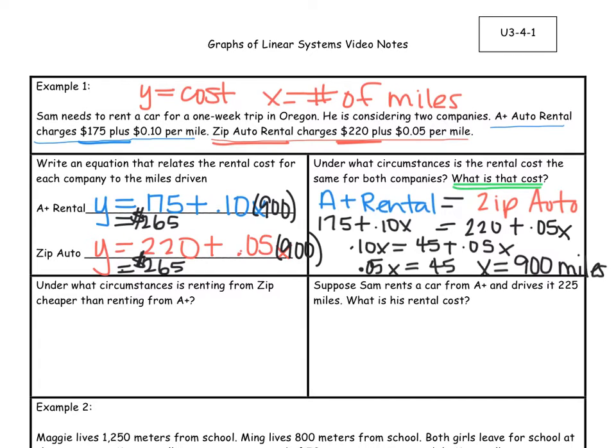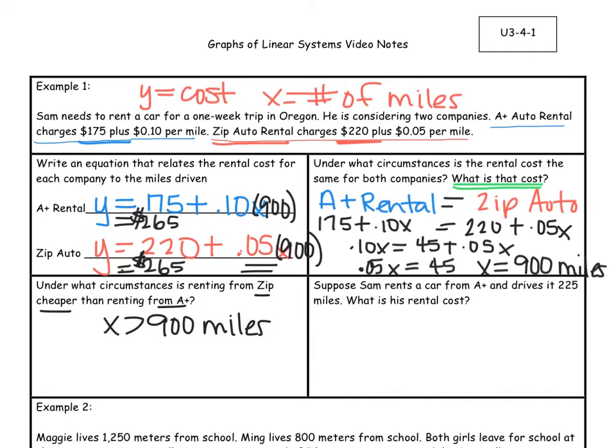So the third part, part B, under what circumstances is renting from Zip Auto cheaper than renting from A Plus? Well, we know that at 900 miles, they're going to be the same. But at what point is this cheaper than this one? So once the miles get to be greater than 900, because this one happens to have a smaller rate of change, when the miles are greater than 900, that's when Zip Auto is cheaper than renting from A Plus. And we'll take a look at this on the calculator tomorrow. It's a lot easier to see it on the calculator.